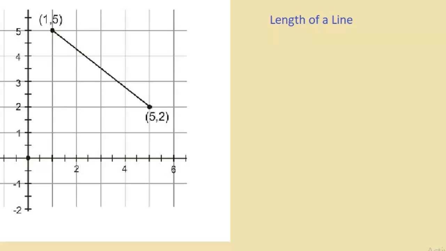So now we want to look at how we find the length of a line. Here on the graph to the left of your screen, we have a line whose endpoints are (1, 5) and (5, 2). And we're asked to find the length of the line. Of course you could always use a ruler and measure it, right? But we want to use coordinate geometry. So we want to calculate the length of the line without actually measuring it.